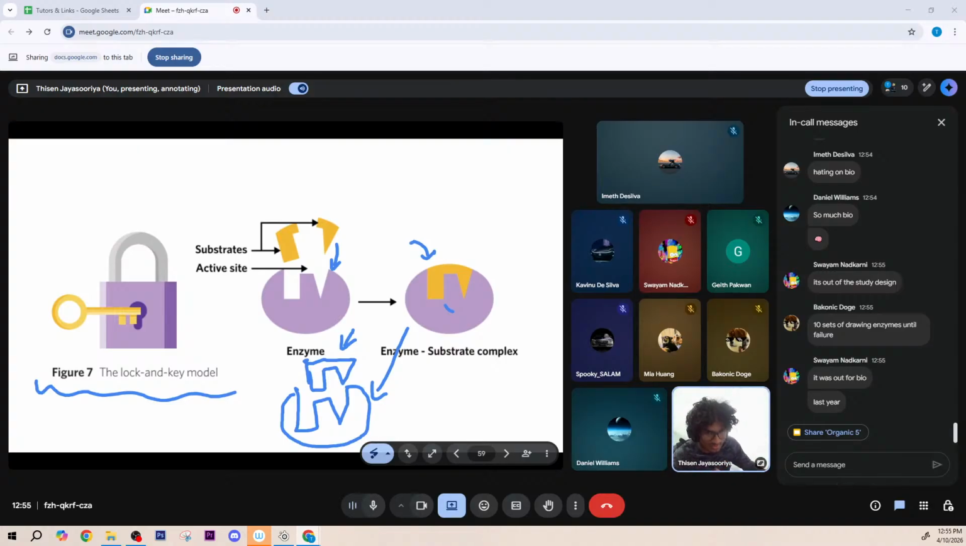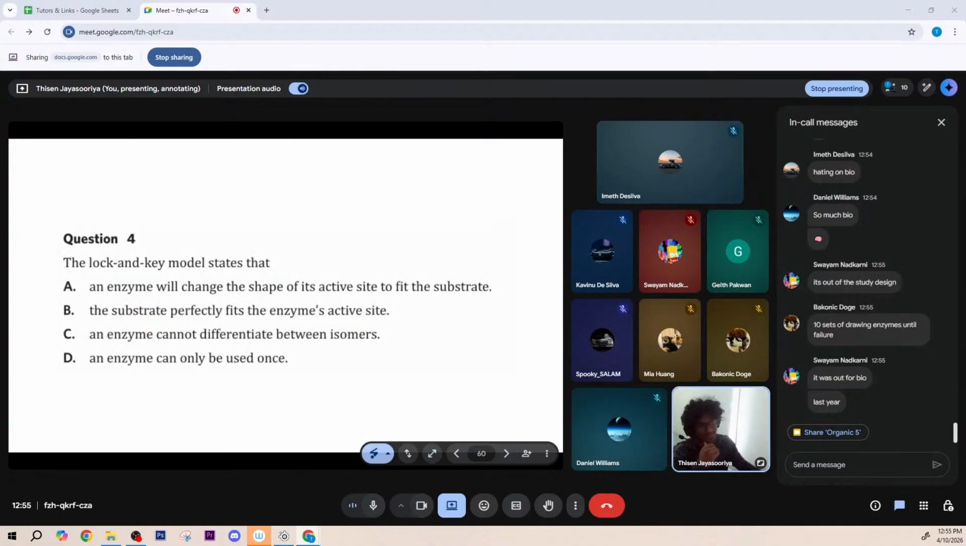But is that all good? So we had thumbs up for that. So here, the lock and key model states an enzyme will change the shape of its active site to fit the substrate. The enzyme perfectly fits the enzyme active site. The enzyme cannot differentiate between isomers, and the enzyme can only be used once. So here, what is it? Remember, I used the phrase before, specific and complementary, yeah?